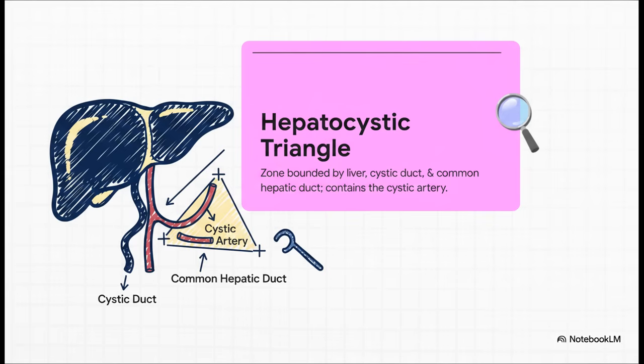Originally, Calot described a triangle bordered by the cystic duct, the common hepatic duct, and the cystic artery. But in modern surgical literature, we rely on the modified hepatocystic triangle. This one is bounded superiorly by the inferior surface of the liver, laterally by the cystic duct, and medially by the common hepatic duct. So why is this distinction so absolutely crucial? Because the cystic artery almost always lives right inside these boundaries. Safely exposing this area to establish the critical view of safety is literally the cornerstone of a successful cholecystectomy.